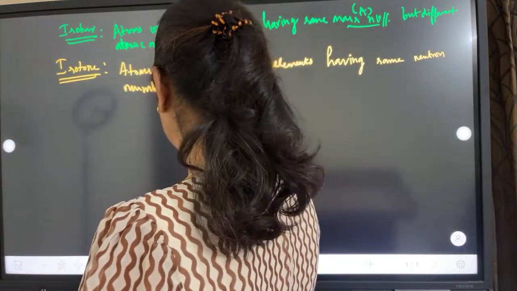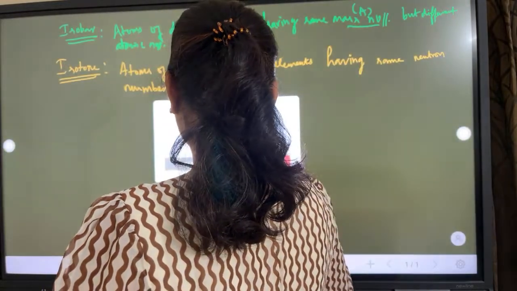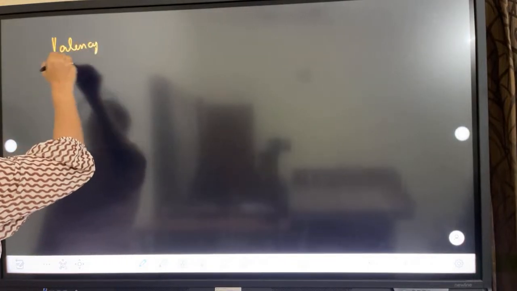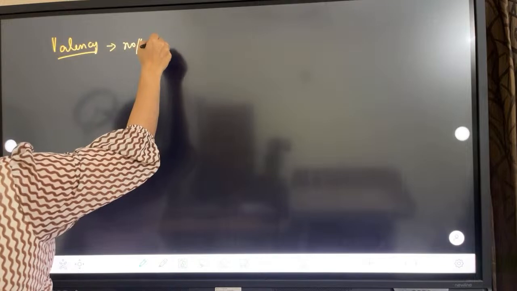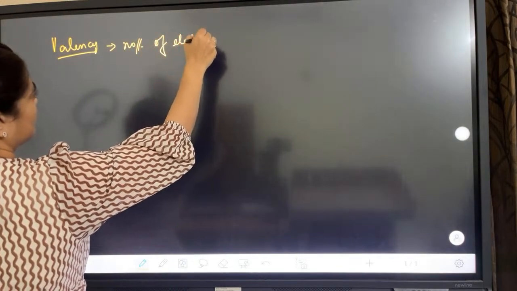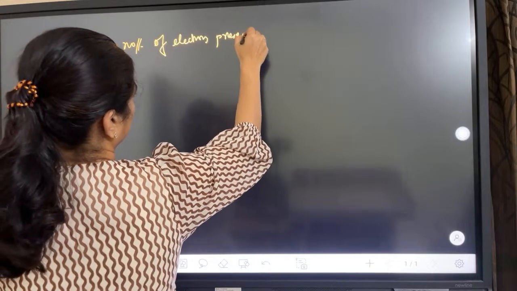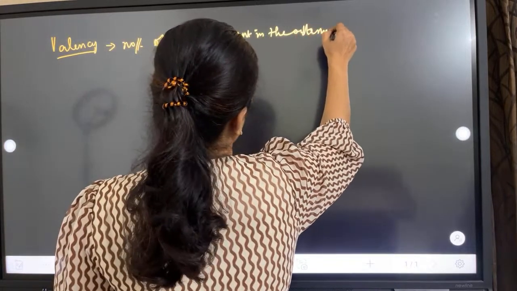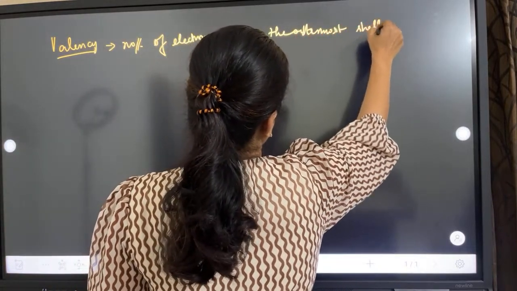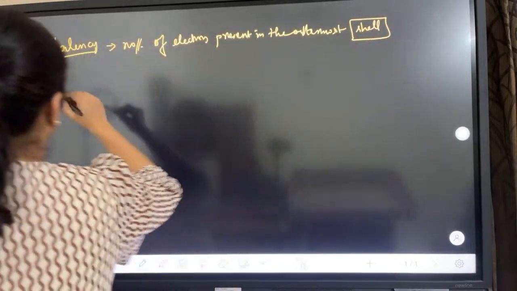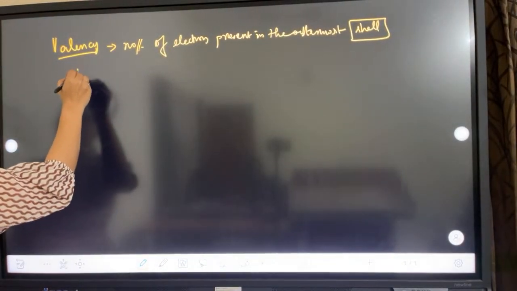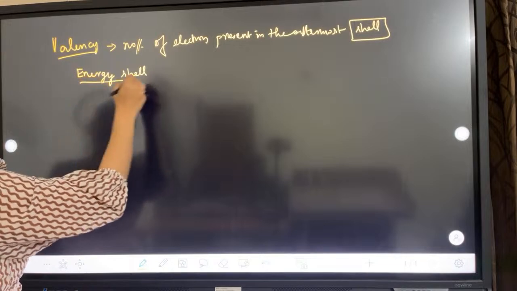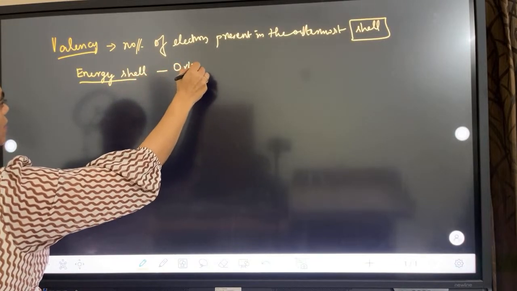What is valency? The number of electrons present in the outermost shell. We have 4 shells. What is this shell? What are the other names for this shell? K shell, L shell, M shell, and N shell. So you are used to calling this an energy shell, right? Or you can call this an orbit, right?